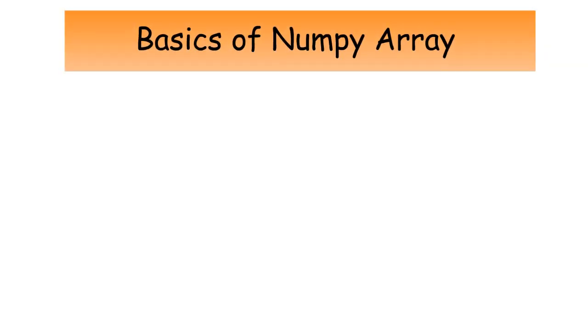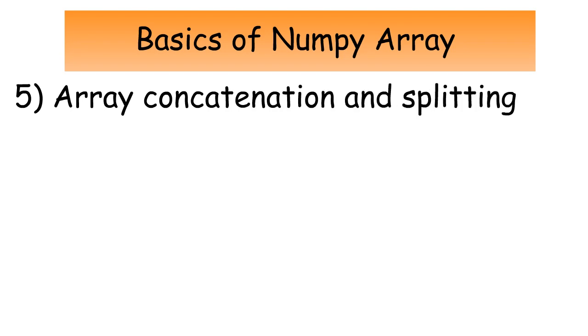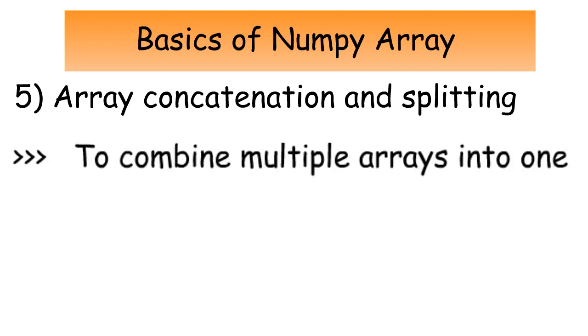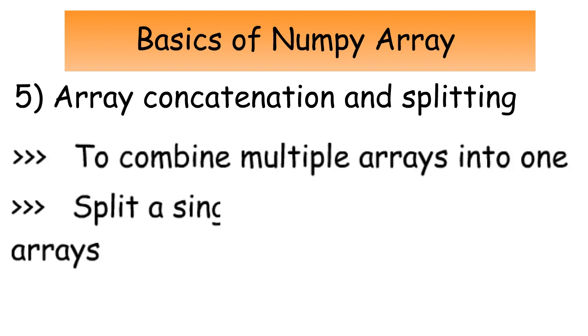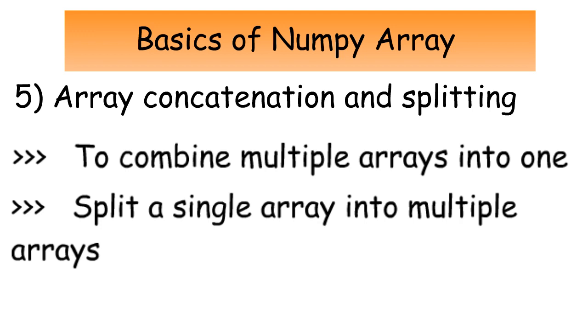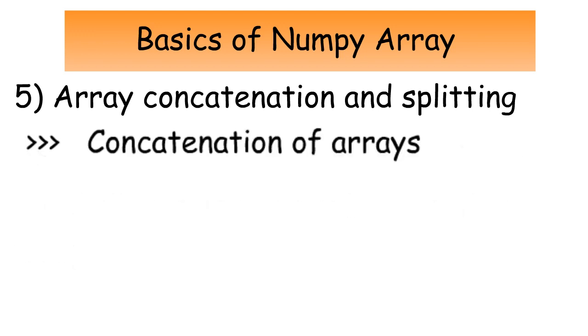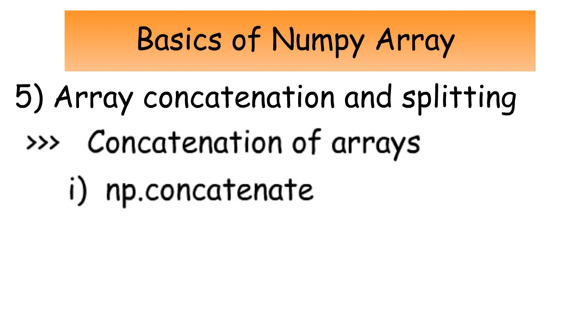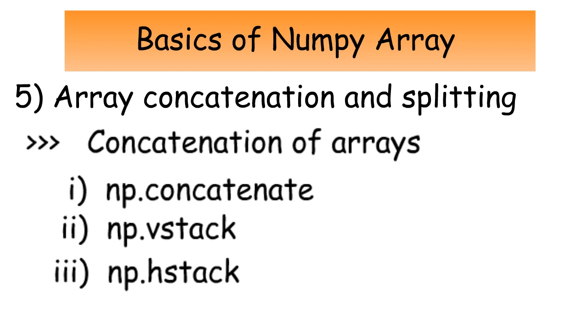And number 5 is array concatenation and splitting. Till now, we have worked only on single arrays. It's possible to combine multiple arrays into one and conversely split a single array into multiple arrays. First, we'll do the concatenation of arrays. It is done using routines such as np.concatenate, np.vstack, and np.hstack.